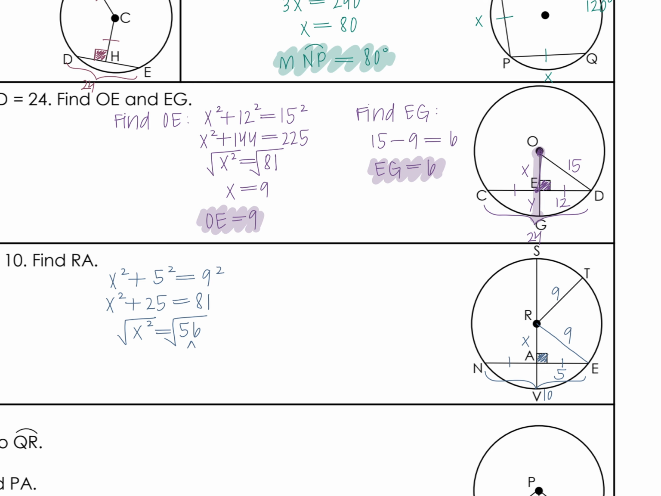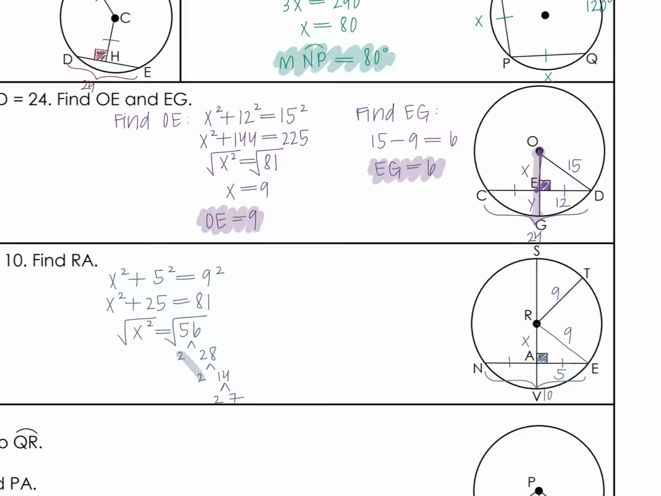So here I could break it down into 2 and 28. And then I could have 2 and 14. And lastly, 2 and 7. So here I will have my pair of 2's.